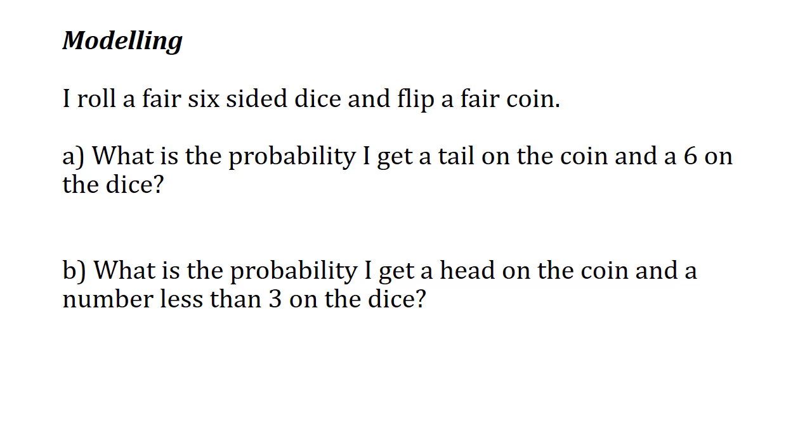Right, pause the video, have a go at answering those questions using the same table from the previous slide. Right, probability of getting a tail on the coin and a 6 on the dice. There was one way that could occur out of the 12 possible outcomes in the table. And the probability of getting a head on the coin and a number less than 3 on the dice, well, that could be a head and a 1 or a head and a 2. So that's 2 out of 12 total possible outcomes, or 1/6.